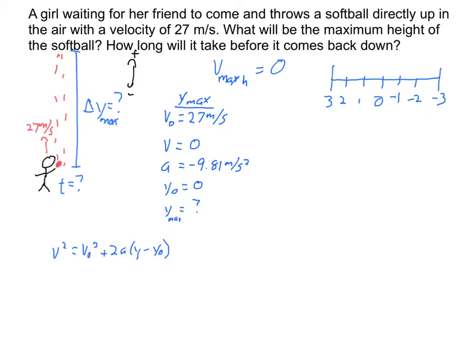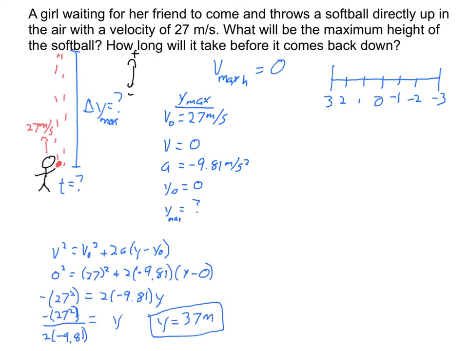So I looked at my variables and picked the kinematic equation that fits, and I come out with a maximum height of 37 meters, with sig figs because of the 2 sig figs in the initial velocity. Now let's solve for the time it takes to get all the way back down. To do that, I'm going to solve for the time it takes for the ball to go up to the maximum height and then double it.